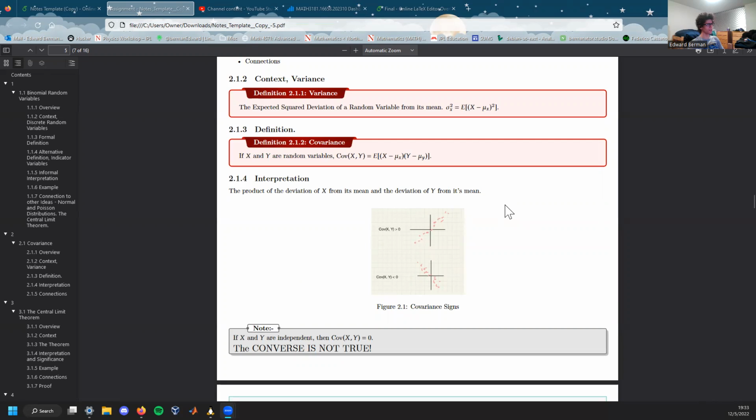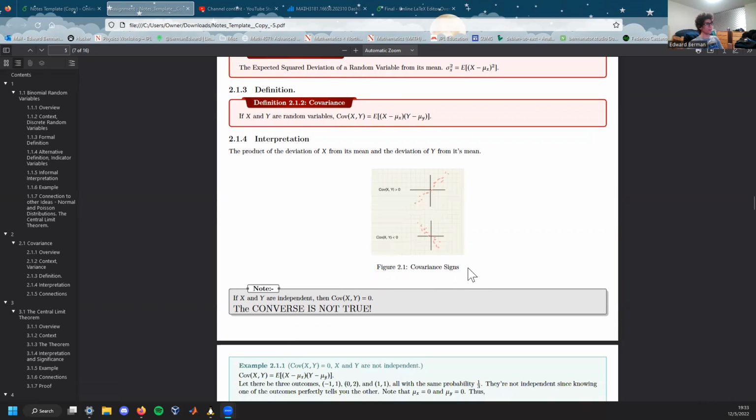We can see that it's the product of the deviation of x from its mean and y from its mean. So let's consider some cases. If the covariance of x and y is greater than 0, then we may say that if x is far from its mean, then y is far from its mean, i.e. larger values of x tend to go with larger values of y. Conversely, if the covariance of x and y is less than 0, then larger values of x tend to go with smaller values of y.